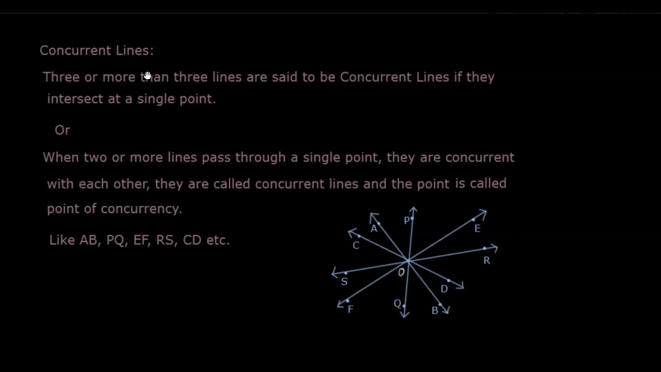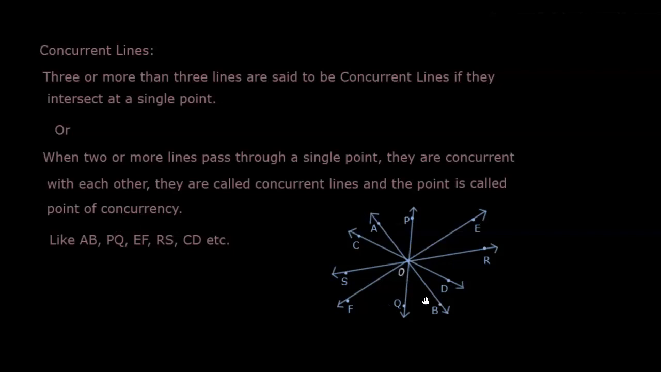Concurrent lines. Three or more lines are said to be concurrent if they intersect at a single point. When two or more lines pass through a single point, they are concurrent with each other. They are called concurrent lines, and the point is called the point of concurrency.